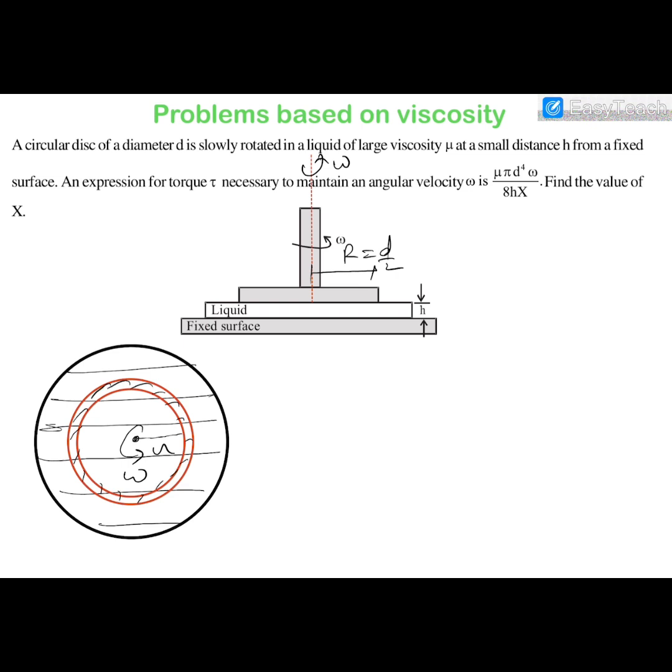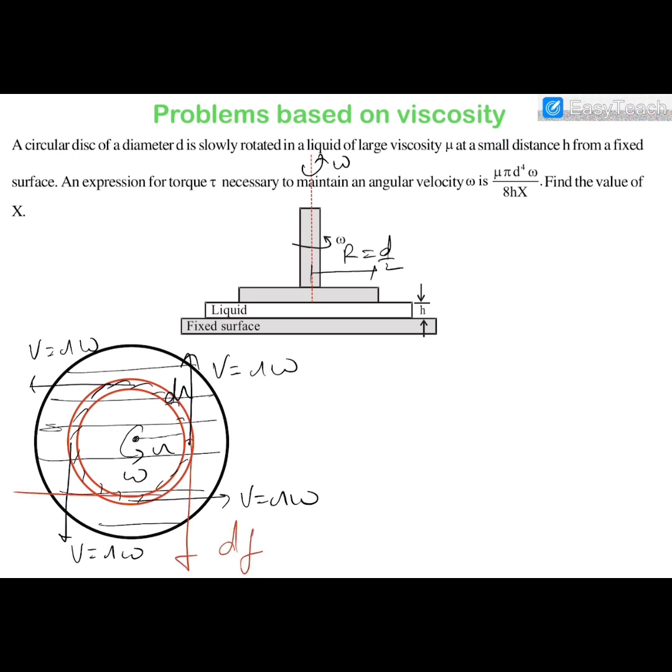And let us suppose that the width of this element is dr and the radius of this element is r. So we can say that the velocity of this element, v, will be equal to r omega. And the viscous force will be acting just in the reverse direction, df. Like that. Okay, and this is df.